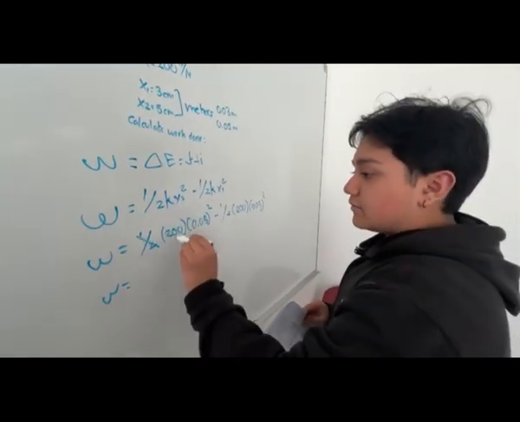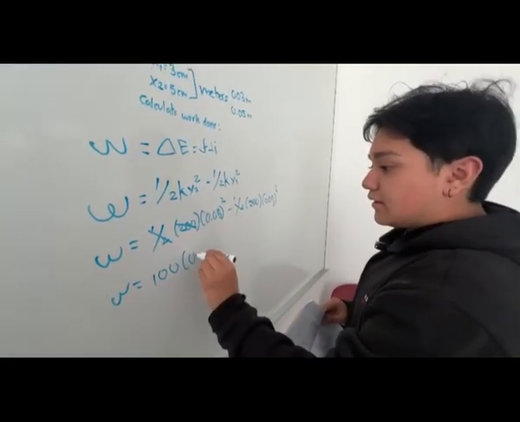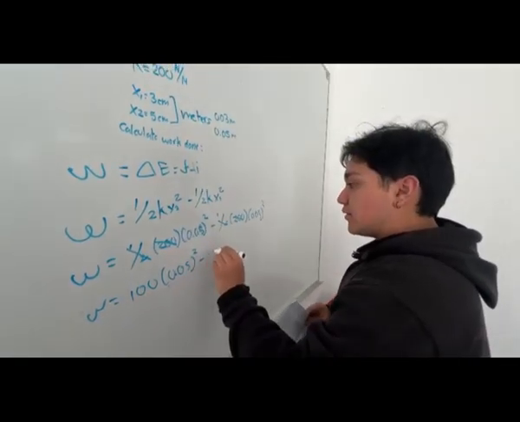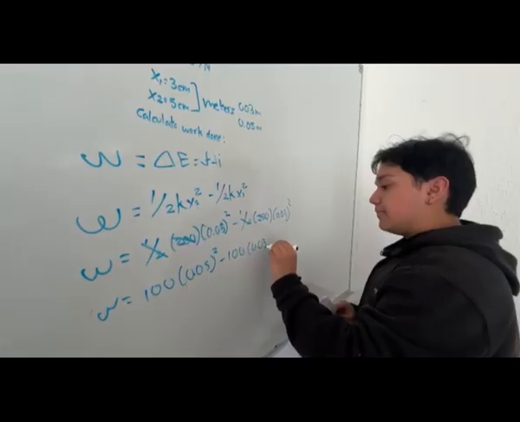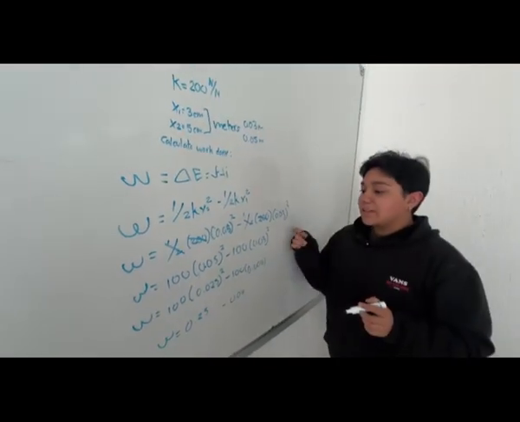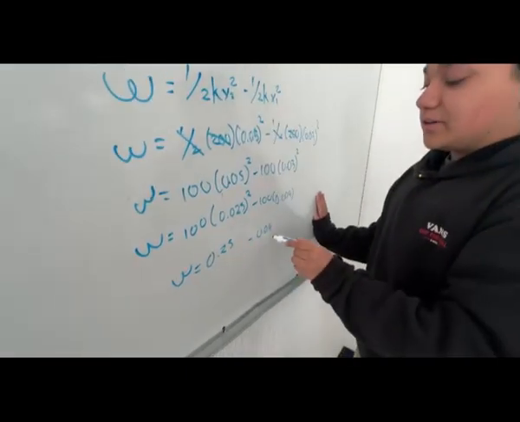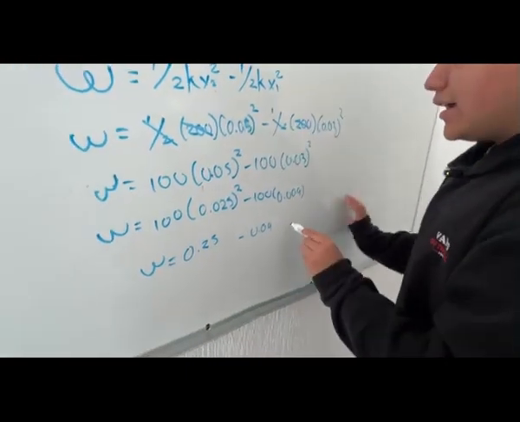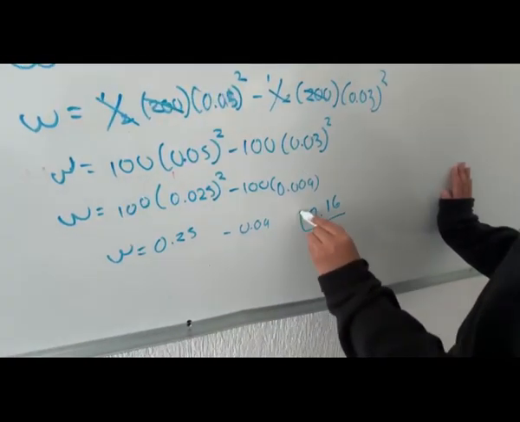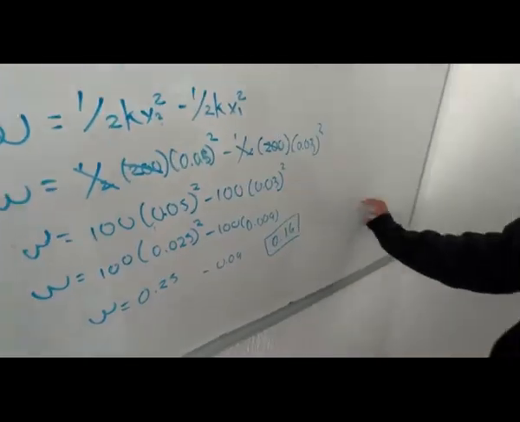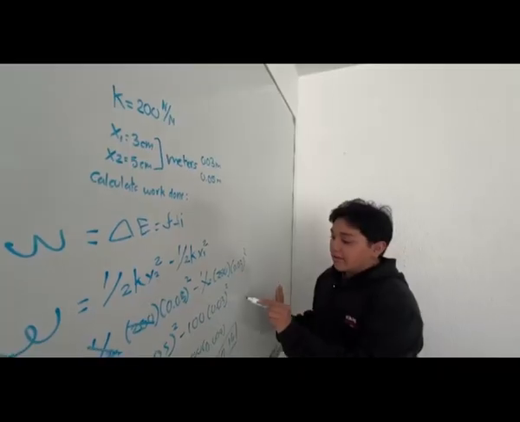We can't cancel this. Well, not cancel, but just put like 100, and then square. And then let me do this. So after we did some math with the calculator, 0.25 minus 0.09 is equal to 0.16.